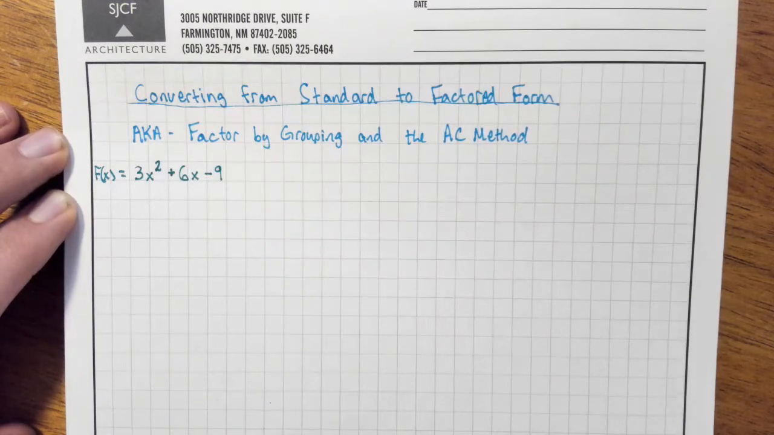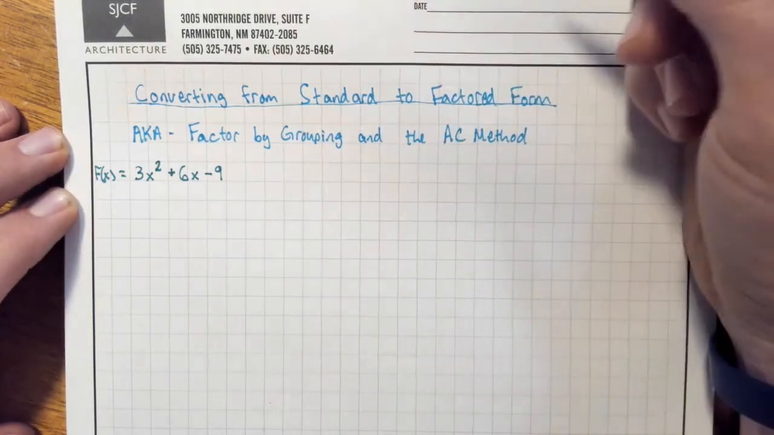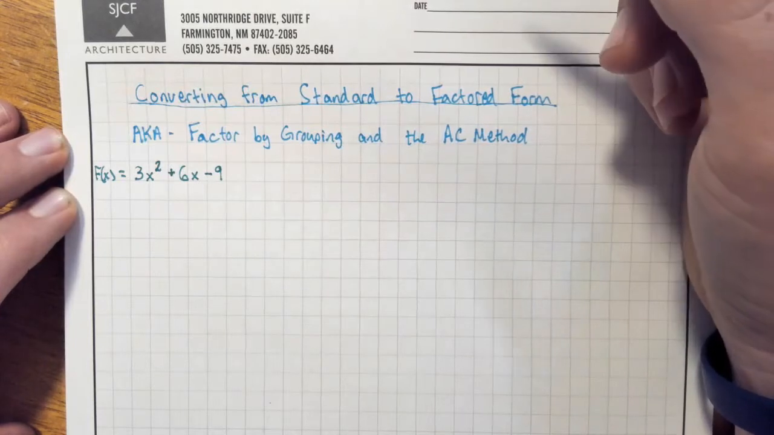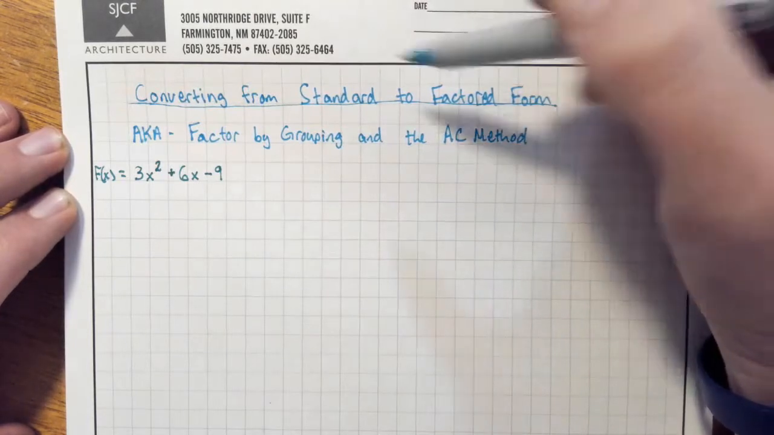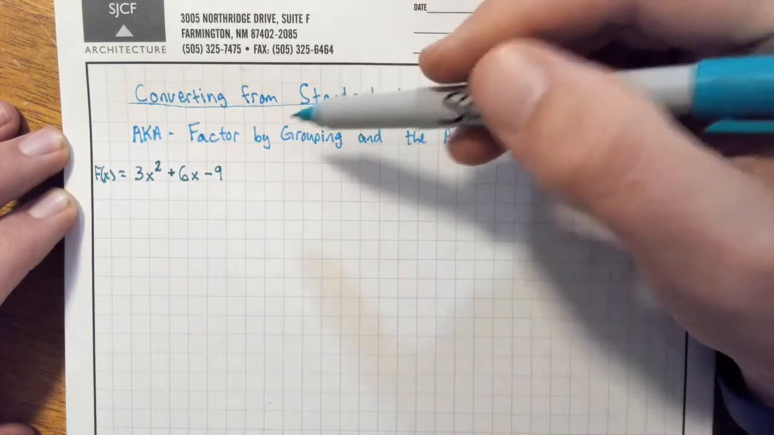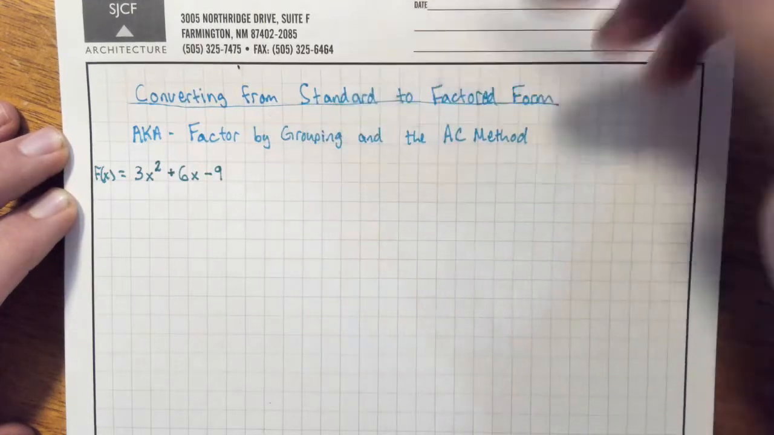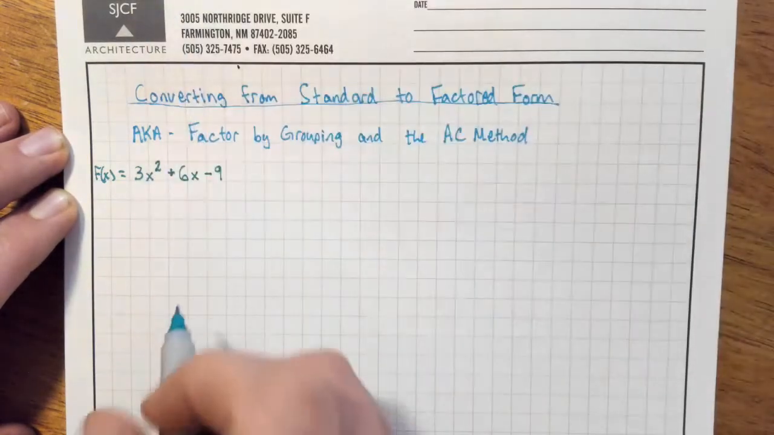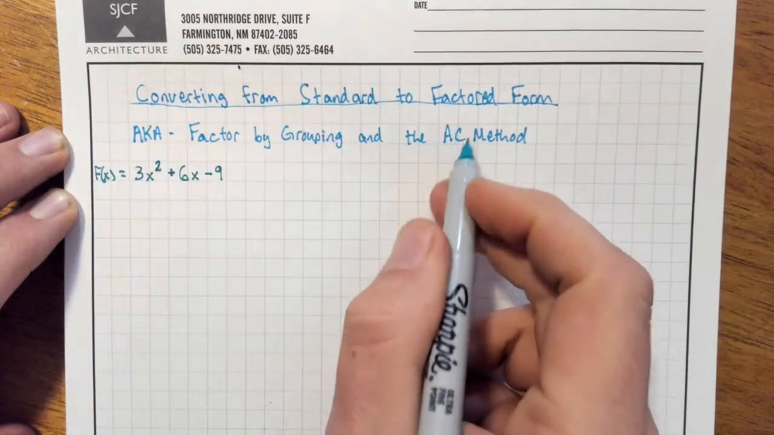Why would we do that? It's because factored form is awesome for finding solutions to quadratic functions, which we're going to do eventually. So that being said, let's go ahead and try this problem out. For factor by grouping, I'll show you what this means. We'll start with the AC method.